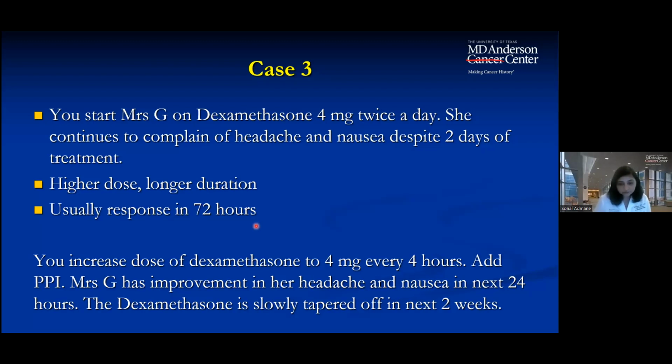So she has improvement in her headache and nausea, and then the dexamethasone is slowly tapered off in 2 weeks. We recommend a slow taper, usually a 50% or more reduction, or less reduction, in about 4 days' time.